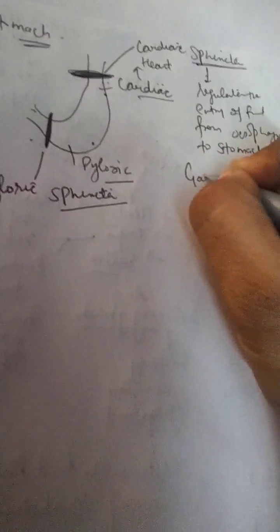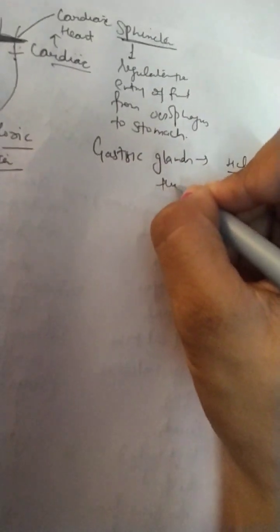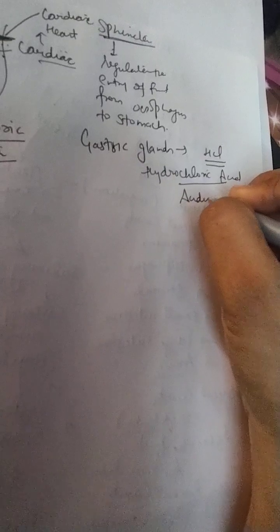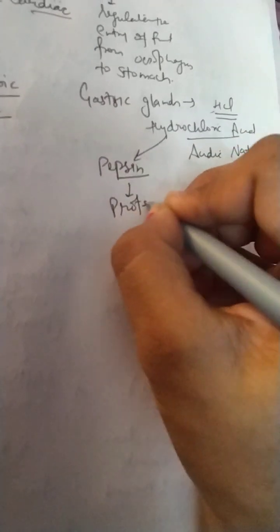In the stomach there are gastric glands. Gastric glands release a secretion known as HCl, the hydrochloric acid. It is acidic in nature. It helps to activate an enzyme known as pepsin. Pepsin works on the proteins and converts them into amino acids. So we can say that hydrochloric acid helps in the digestion of the proteins.